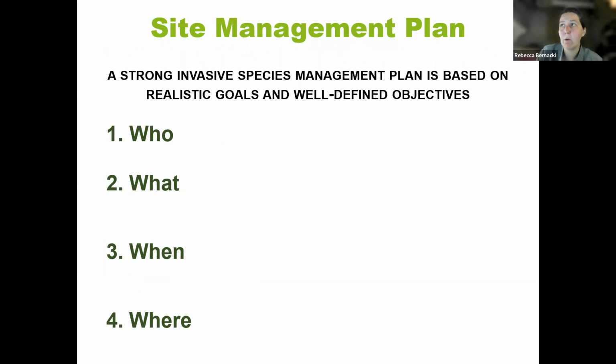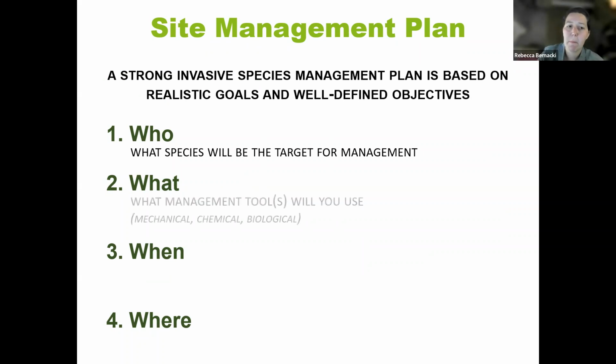Once we determine what our goal is, we need to come up with a site management plan. And as a reminder, a strong invasive species management plan is based on realistic goals as well as well-defined objectives. So to plan a site management plan, we want to ask ourselves 4 questions. The first is who. So what species are we going to target for management? The next question we'll ask is what? What management tools will we use? Will we use mechanical, chemical, or biological control? I'm going to talk about those in a few minutes.